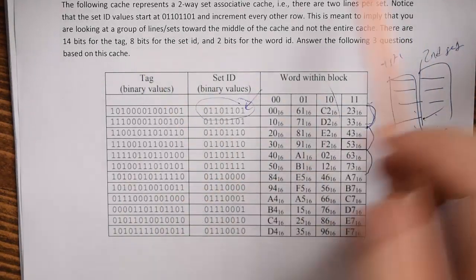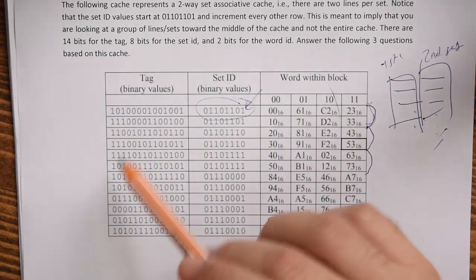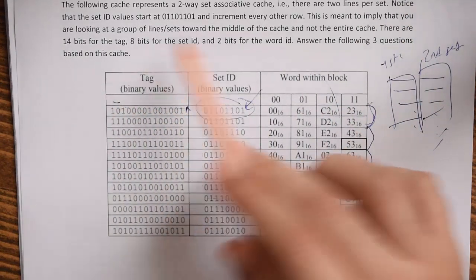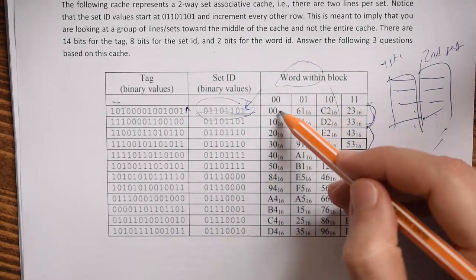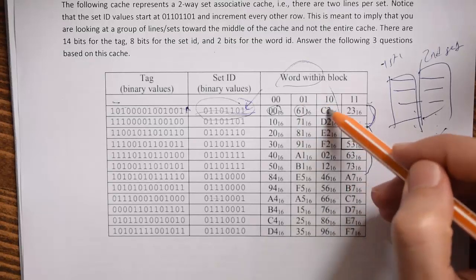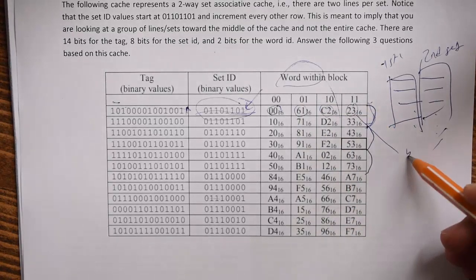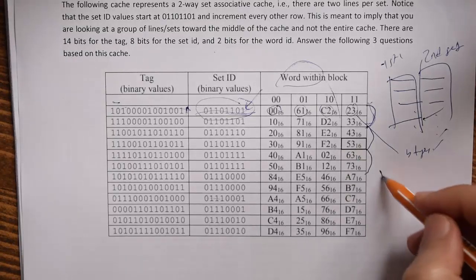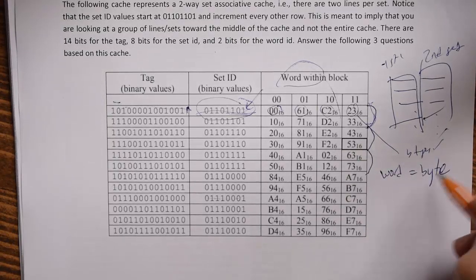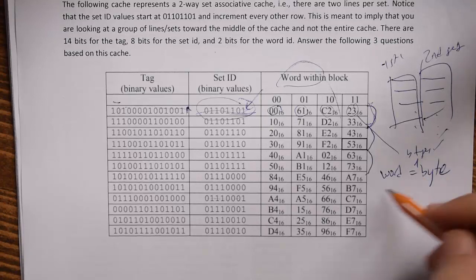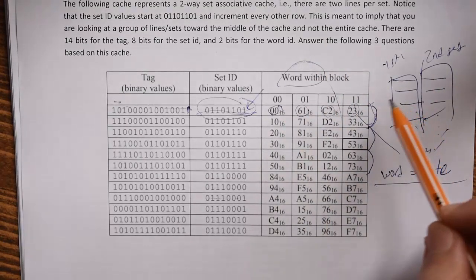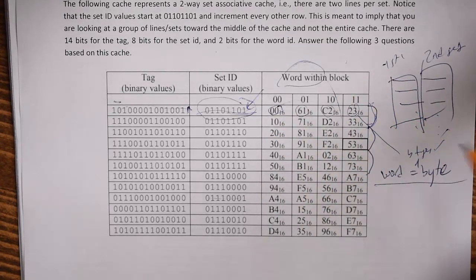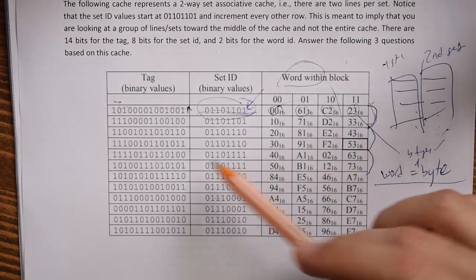Again, as it is illustrated, there are 14 bits for the tag values and 8 bits for the set ID here, and there are 2 bits for the word ID. As you can see, those numbers at these word positions are bytes. So in this particular cache, a word is defined to be 1 byte. It's just a special case. A word could be 2 bytes, 4 bytes, etc. But in this particular case, it's 1 byte. And so there are 2 bits used for the word differentiation. So we got 3 questions for this particular cache.